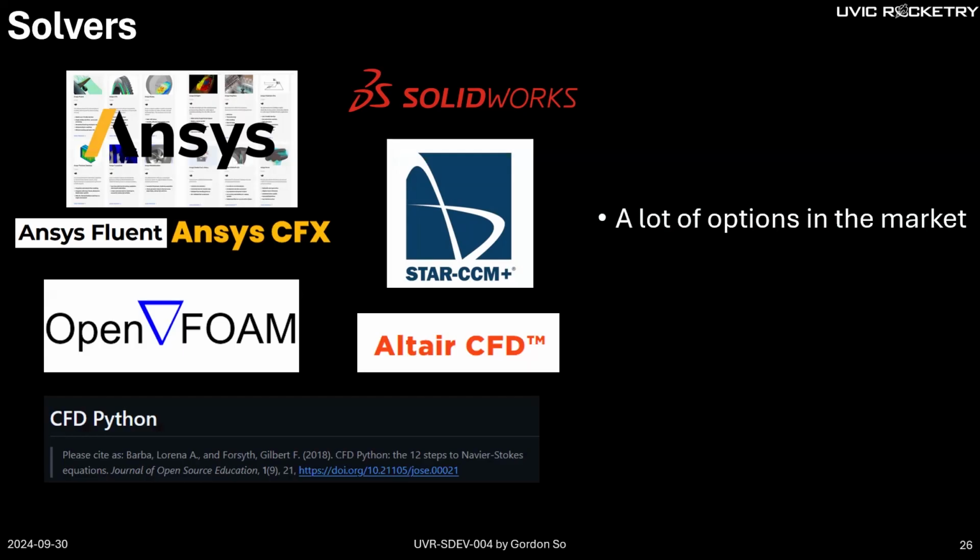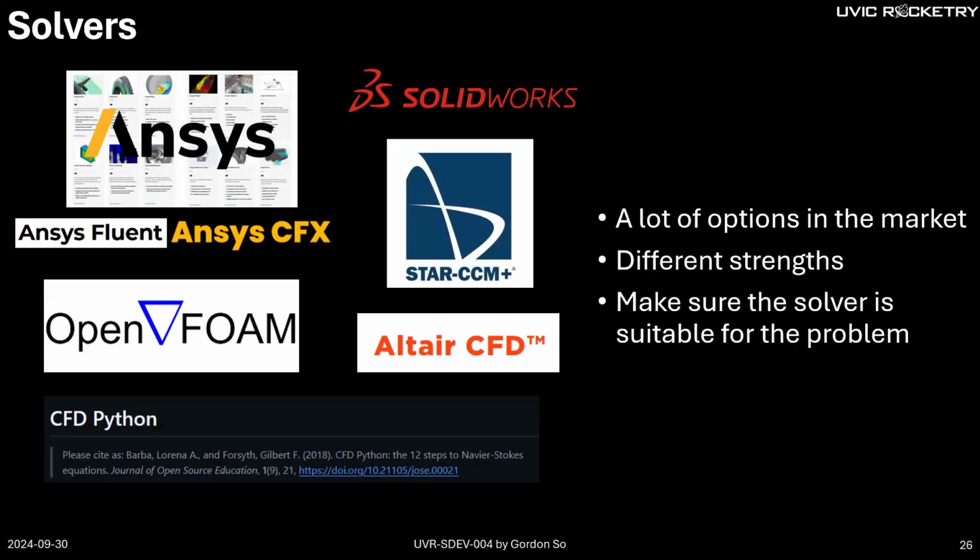So basically, there are so many options in the market. Just pick one that is best suited for you, and most likely they do the same thing. If you know CFD so well, you will know which one to pick, particularly. But to be honest, just pick one, stick with it, and proceed. They have different strengths, of course, and make sure the software is suitable for the problem.